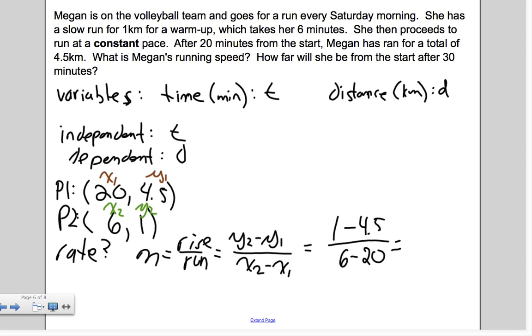So here I get negative 3.5 divided by negative 14. Why is y on top? Because y is the rise. When we look at the y coordinates, they go up and down, so that helps us define the rise. Can't you just count your rise and run? Yes, but we haven't plotted it. Pull a calculator: negative 3.5 divided by negative 14 is 0.